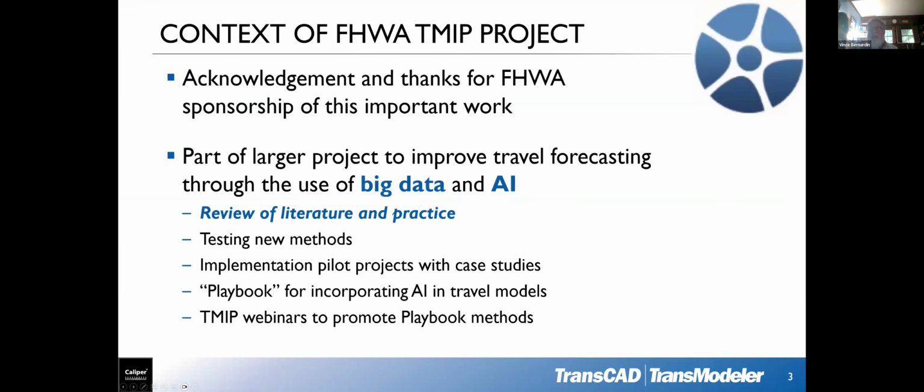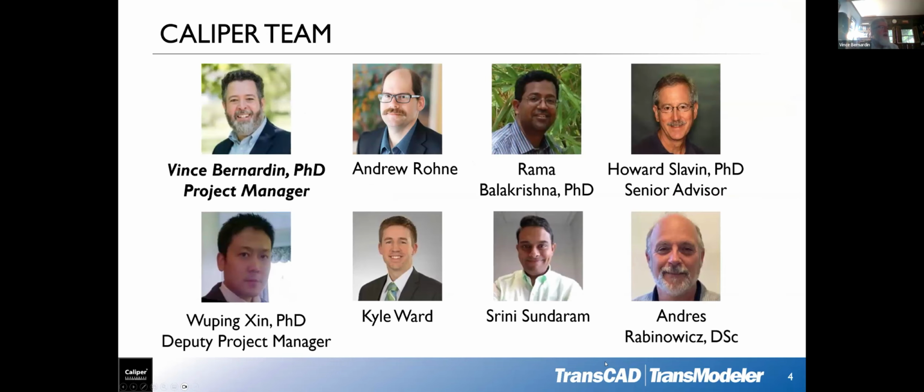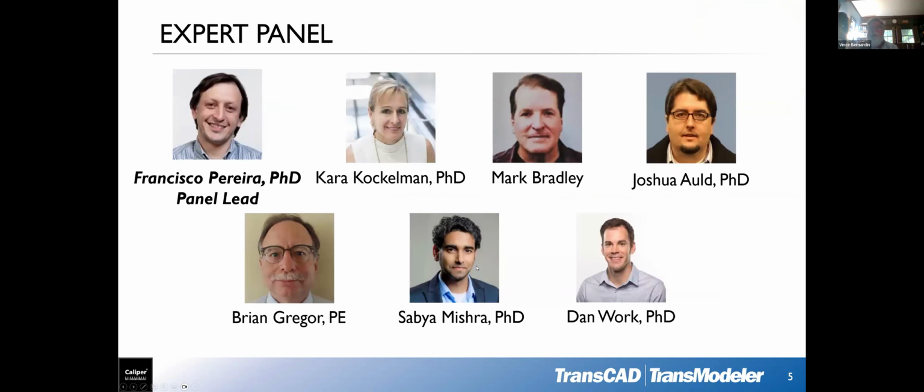The context here actually is a research project for the Federal Highways Travel Model Improvement Program, the goal of which is to improve travel forecasting using AI and big data. And what I'm presenting today is basically the results from the first stage of this project, which are the literature review and a meta-analysis of that literature.